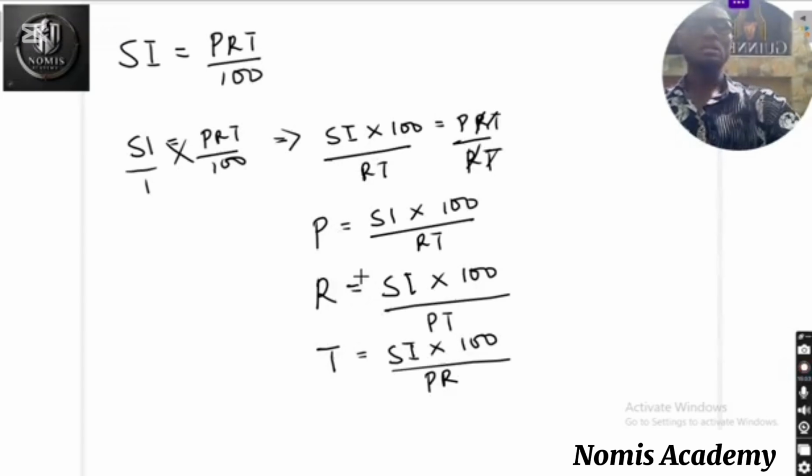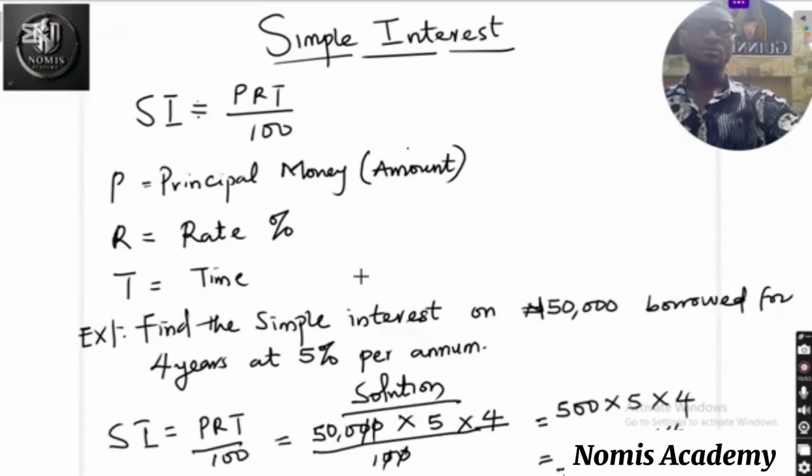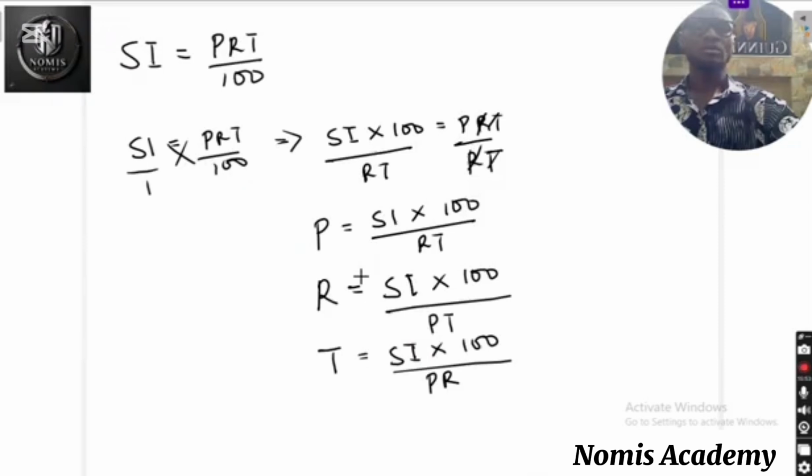So let's say we can reverse the previous question that says that the simple interest on 50,000 naira borrowed for 4 years at 5% per annum is 10,000 naira. So let's assume that the 10,000 naira has been given in a question. So the question becomes that if the simple interest on 50,000 naira is 10,000 naira at the rate of 5% per annum, how many years was the money borrowed? So let's get that question now.